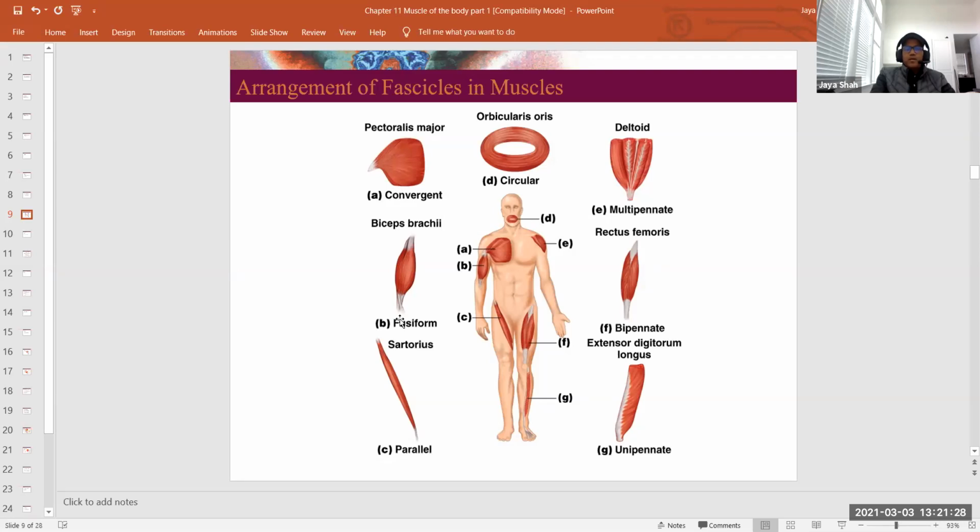B, fusiform. Here, this is the biceps brachii muscle. Why do we call it biceps? Because it has two heads. Ceps means cephalic, meaning head. So it has two heads. And you see the middle part of this muscle is a bundle, and each end converges like a spindle. That's why we call it fusiform.